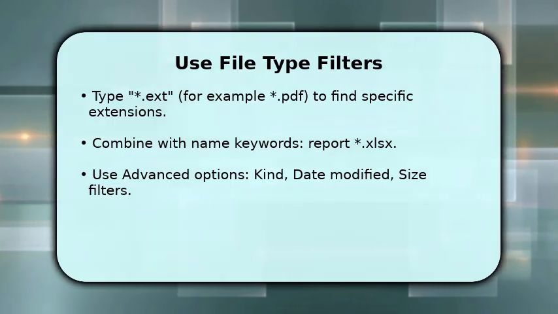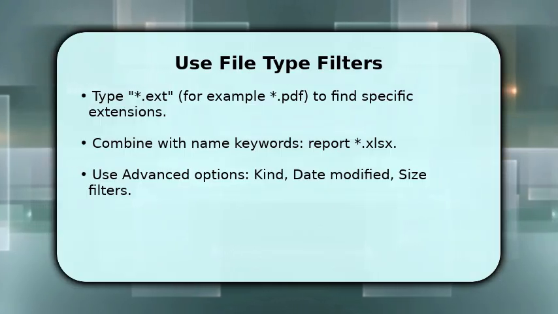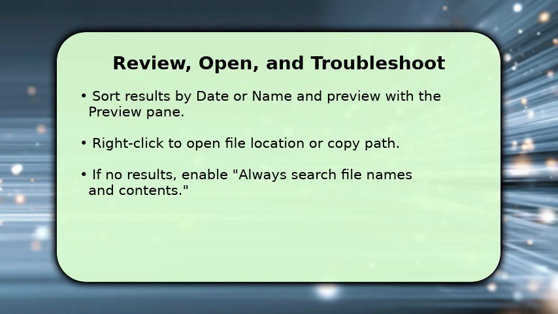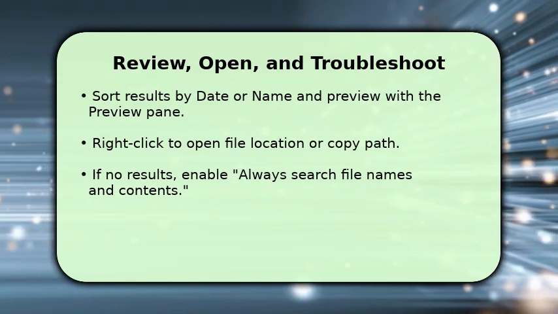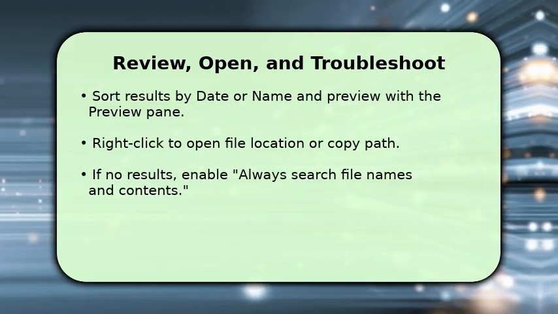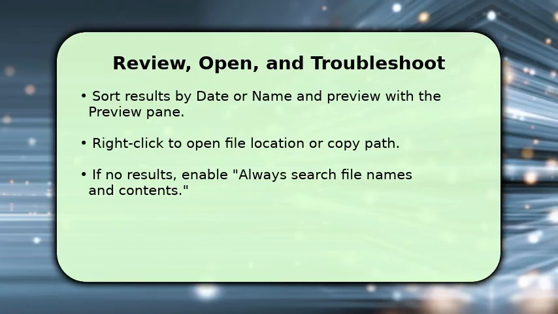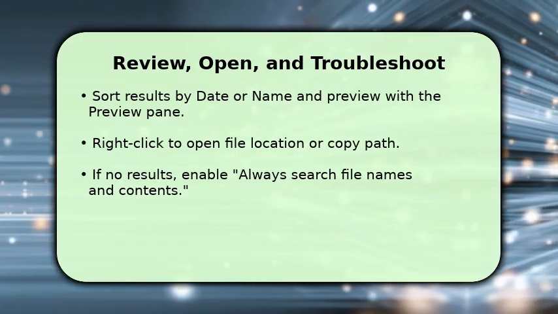These options help you exclude temporary files and focus on the exact documents you need. You finish by reviewing results, sorting by date or name so the most relevant files appear first, and using the preview pane to confirm contents quickly. Once identified, right-click a result to open its file location or copy the path for sharing.